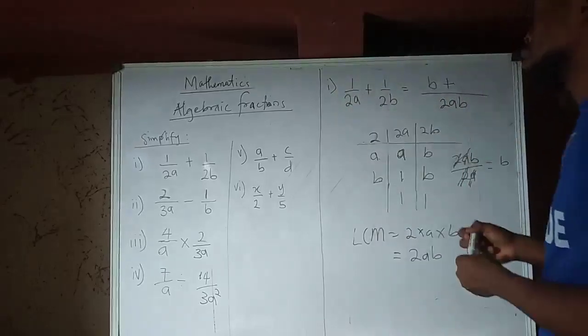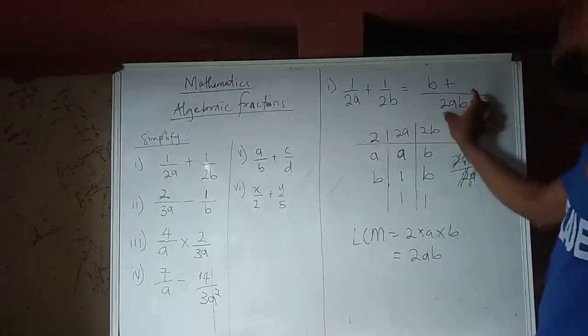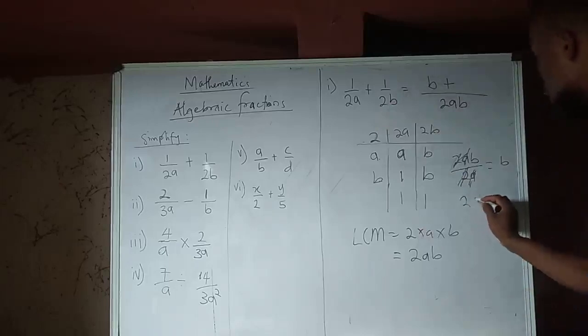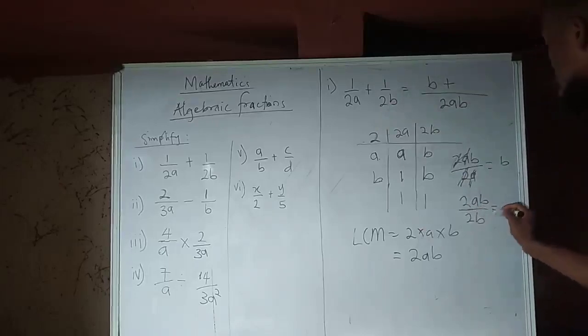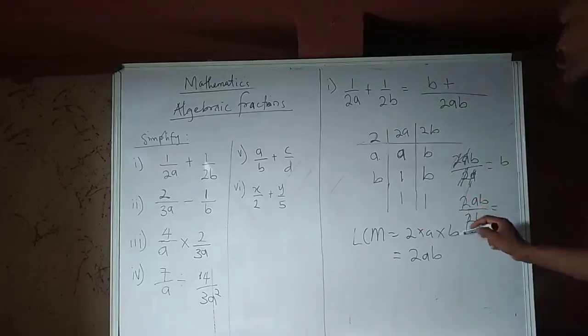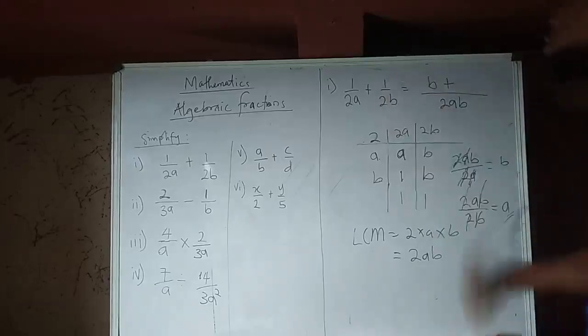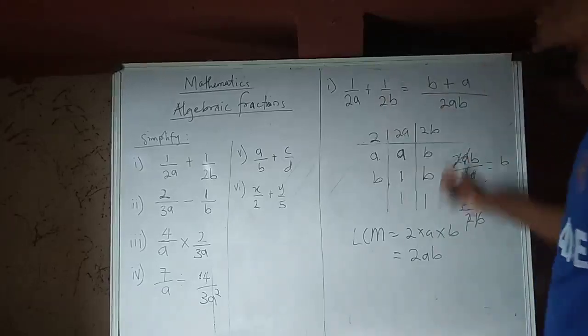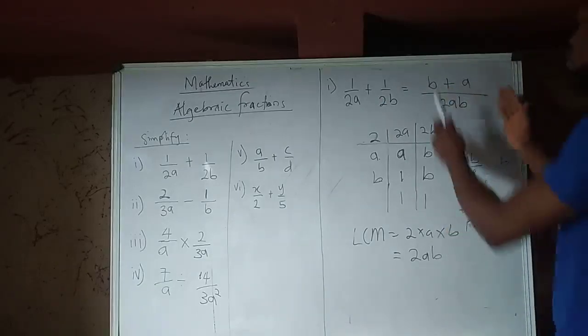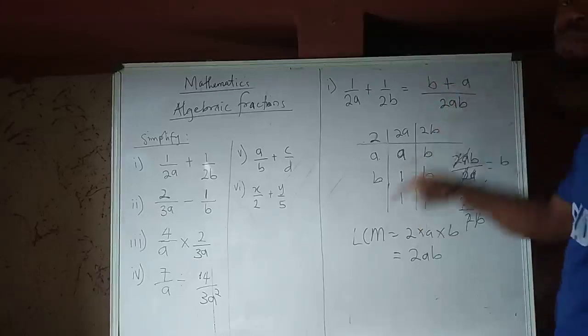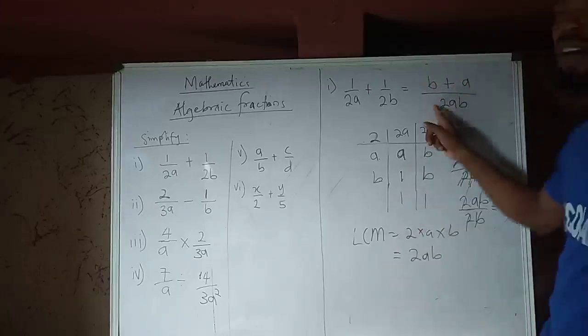Then plus, here we have 2b. So we do 2ab divided by 2b. If we have 2ab divided by 2b, 2 will cancel 2 to give us 1. B will cancel b to give us 1. What will be left is a. So we use that a and multiply by 1. We are going to get a here. So what we are left with up here is b plus a all over 2ab.